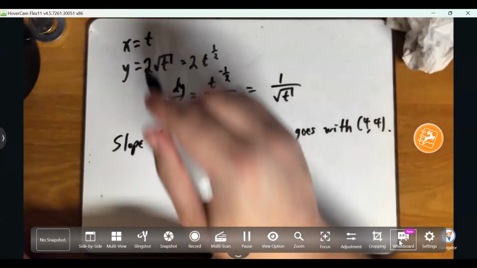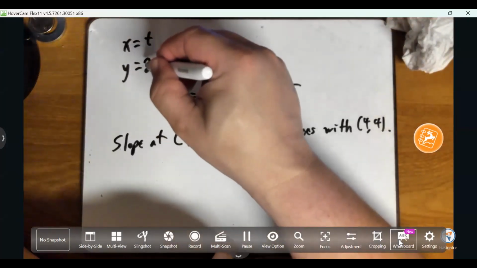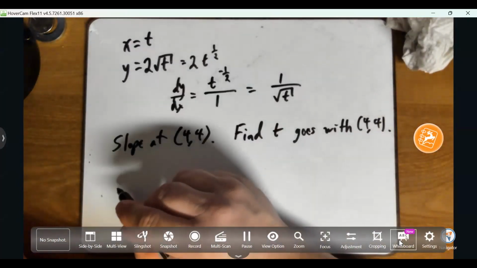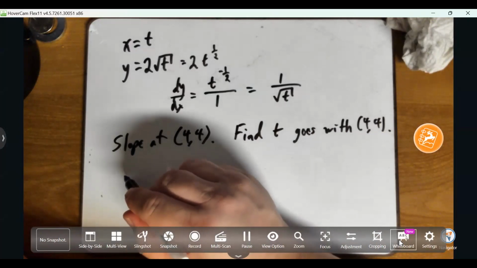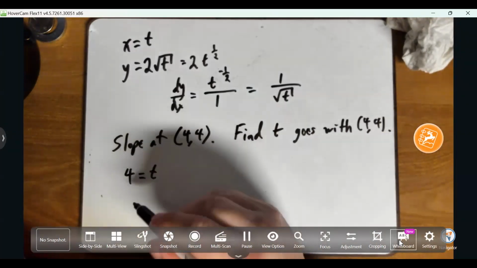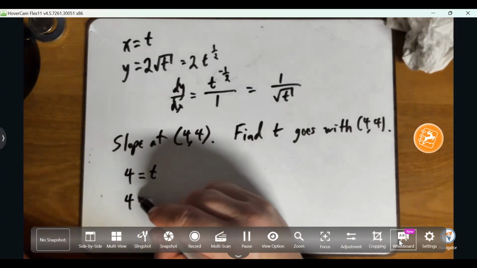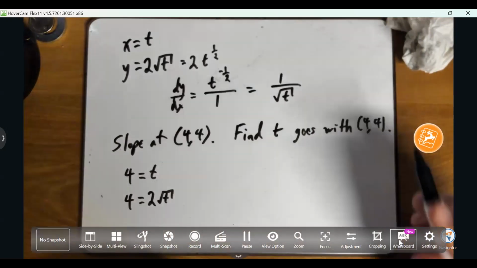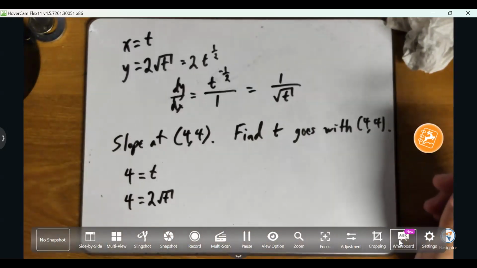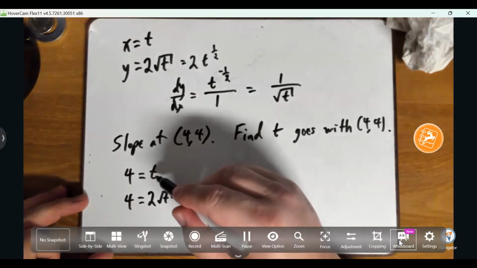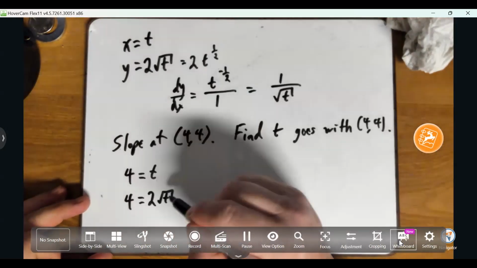Okay, well, x equals t, y equals 2 root t all the time, right? So I'm saying I want my x value to be 4, so I need to find the t that makes that happen. I want my y value to be 4, so I need to find a t that makes that happen. And a quick word of warning. Obviously in this case, I get t equal to 4.